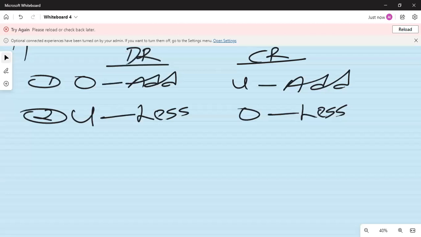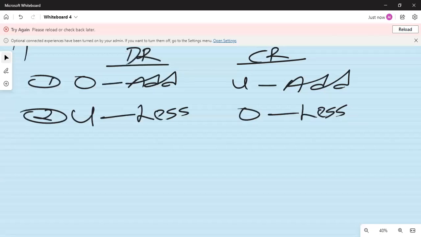Then on the credit side, if the item is going to be on the credit side of your trial balance and it is understated, like your sales, your revenue, which is on the credit side of the trial balance, and it is understated, you add it. If your sales is overcast, then you less.